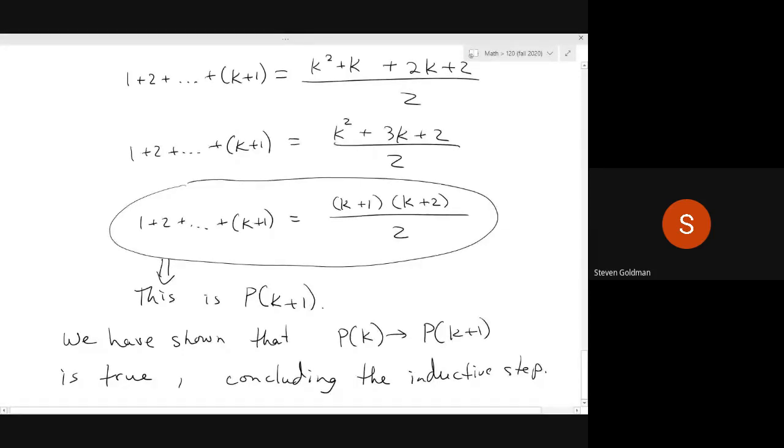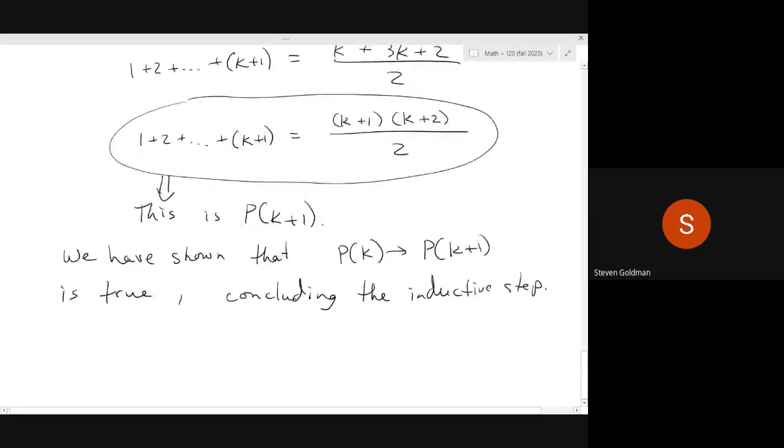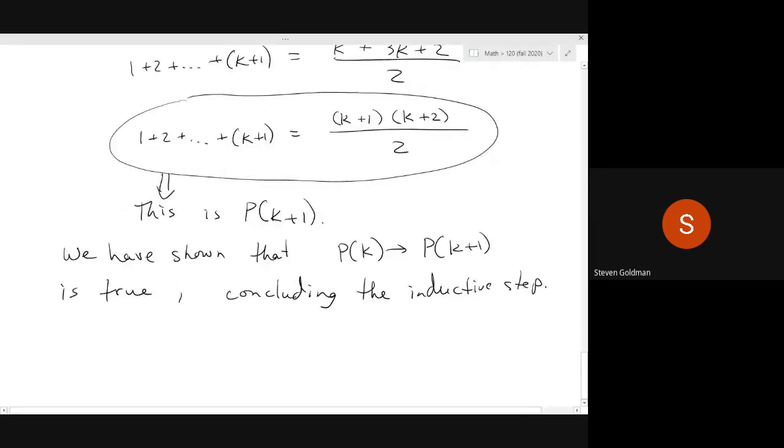The basis step is complete. We know that P(1) is true, and we know that the inductive step is complete. So whenever P(k) is true, P(k+1) is true. Since we know P(1) is true from the first step, this step tells us that P(2) also has to be true. 1 plus 1 would be 2, if 1 is k. Once we know P(2) is true, the inductive step tells us that 3 has to be true. Once it's true for 3, it has to be true for 4, and so on and so forth for all the positive integers.